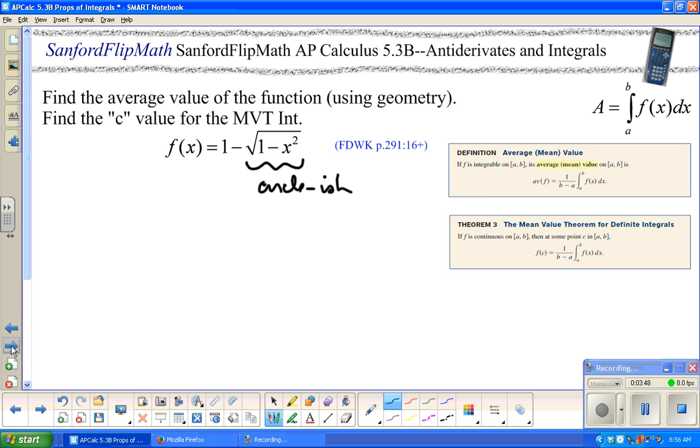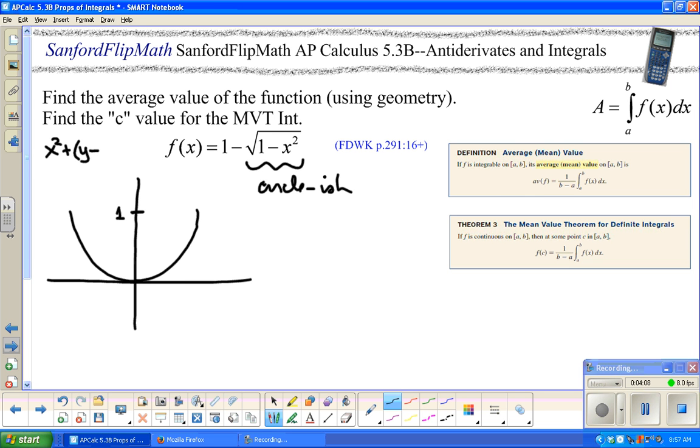If we do a little graph of this, you can type it in the calculator if you wish. It's going to look something like this. This is 1. What we're really looking at would have been a circle, x squared plus y minus 1 squared equals 1. So this is a circle of radius 1 centered at (0, 1). If you solve this for y, that's what comes out. And this is actually the bottom half. When you do the plus or minus, this would be the minus half.